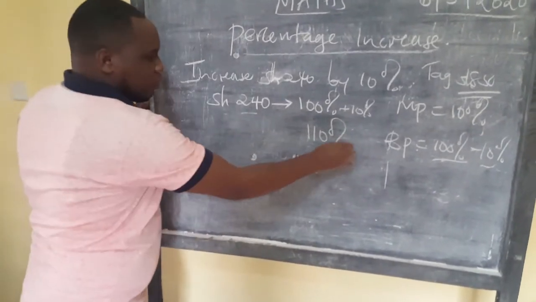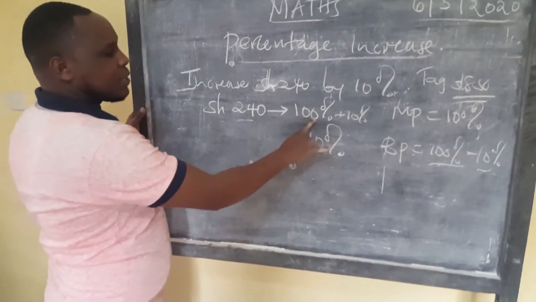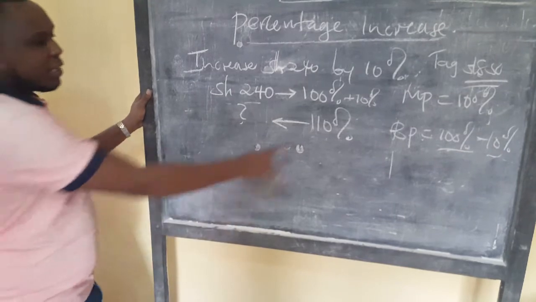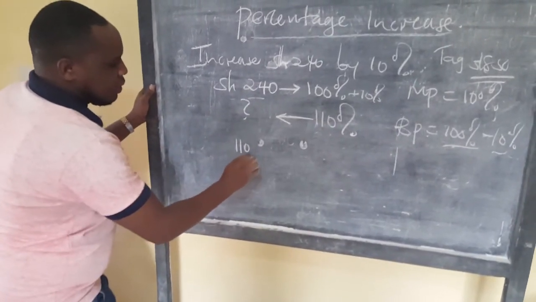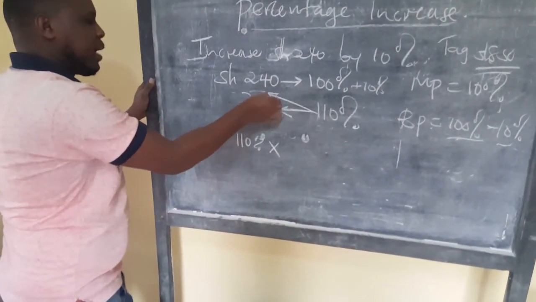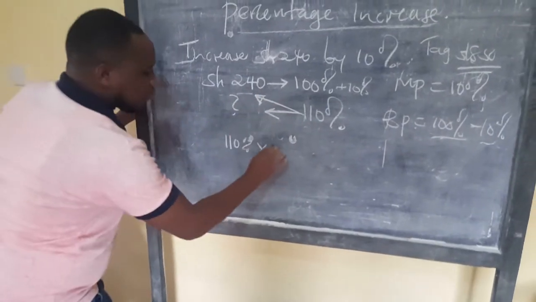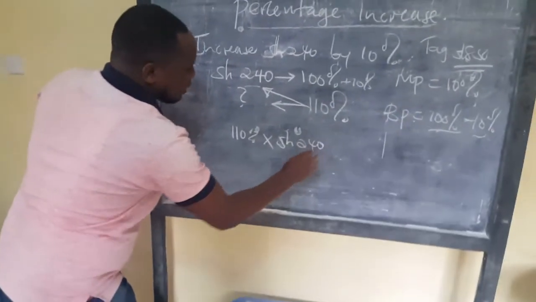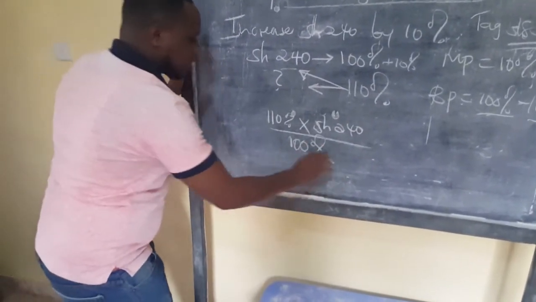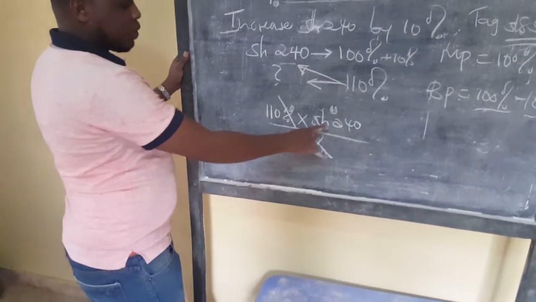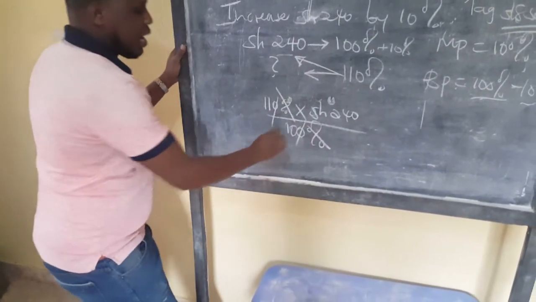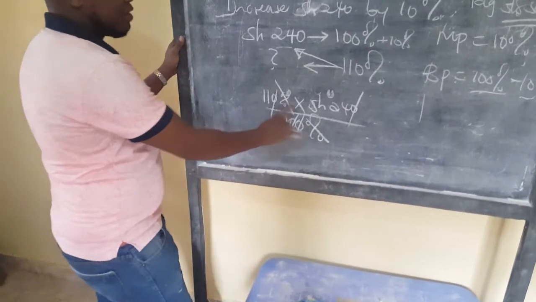So you ask yourself, if 240 shillings is 100%, what about 110%? How much is that? So you put a question mark there. You pick the lower number, 110%, and multiply by 240 shillings over this 100%. You realize that percent will cancel with percent, and you remain with shillings, so our units are going to be shillings. This zero will cancel with this one, and you remain with 11 times 24.